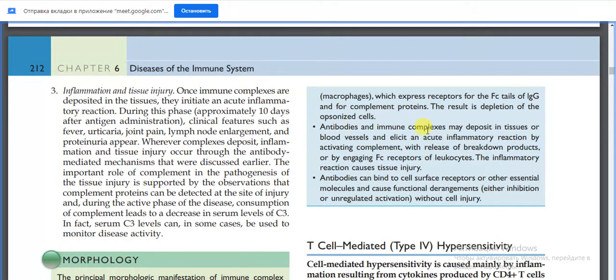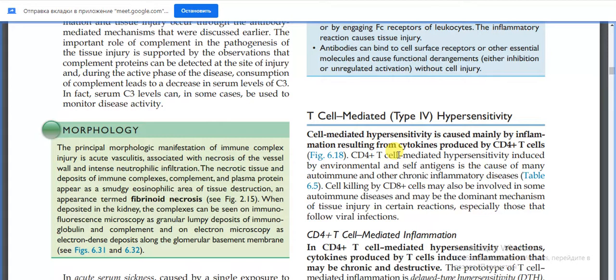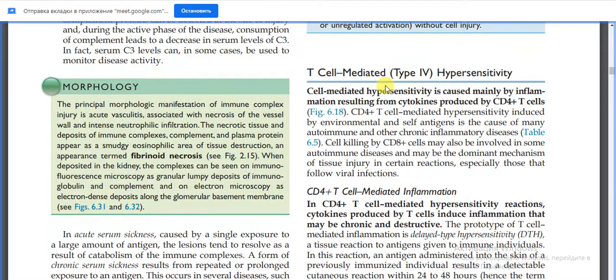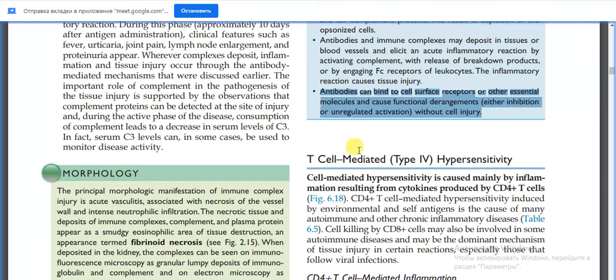Antibodies and immune complexes may deposit in tissues or blood vessels and elicit an acute inflammatory reaction by activating complement with the release of breakdown products and by engaging Fc receptors of leukocytes. The inflammatory reaction causes tissue injury, as we discussed before. Antibodies can bind to cell surface receptors or other essential molecules and cause functional derangements, inhibition or unregulated activation, without cell injury. One of the examples of this we'll discuss later. So, deposition of antibodies without injury.